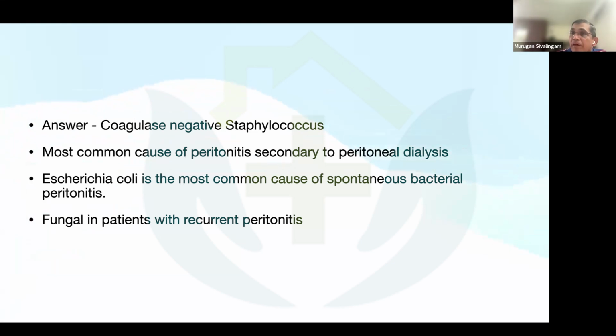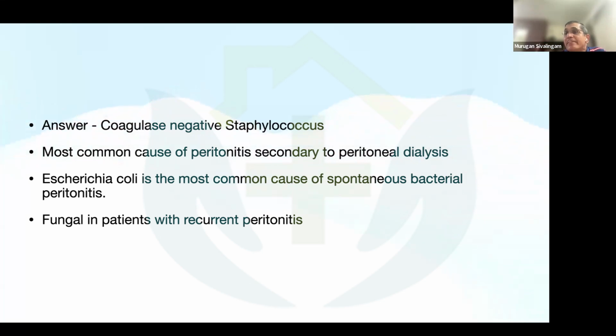Whereas if you have a liver patient or somebody else who's got ascites for one reason or the other, they come with peritonitis, the most likely cause is going to be E. coli. However, in PD patients, because they're doing it so many times in a day, they are more likely to have coagulase negative staphylococcus. Two things you need to bear in mind.